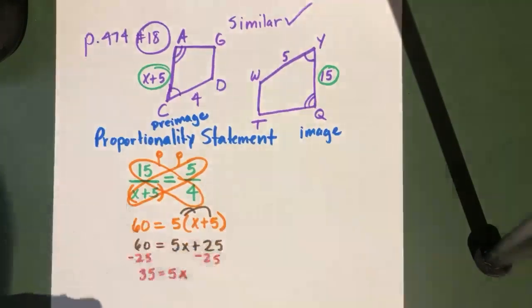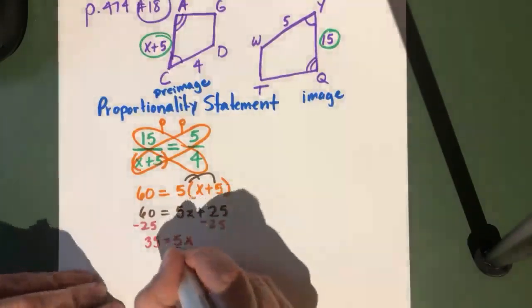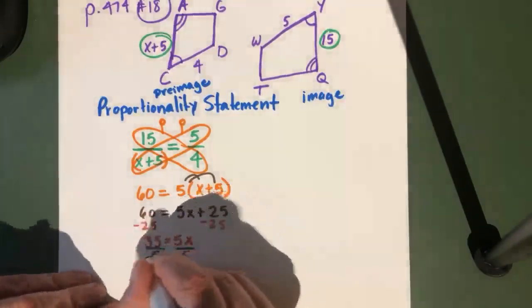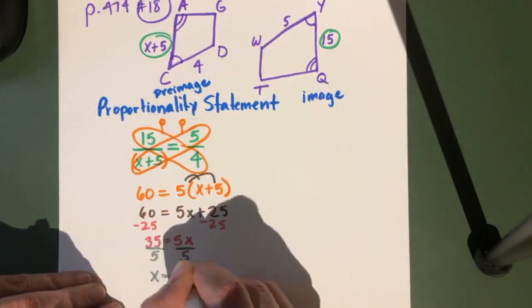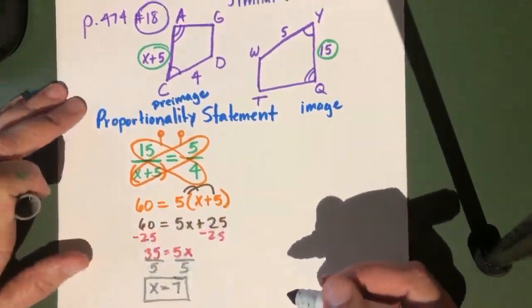Okay. And then for the last step, I'm going to solve for x. I'm going to divide both sides by 5. X equals 7. So 7 is your missing value.